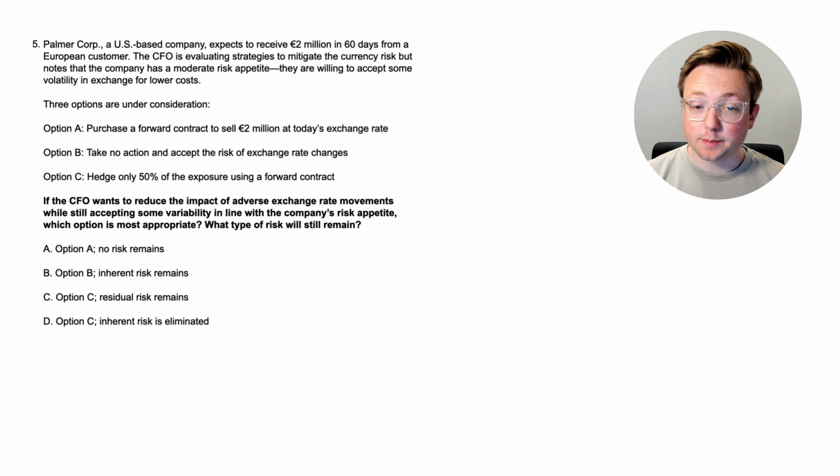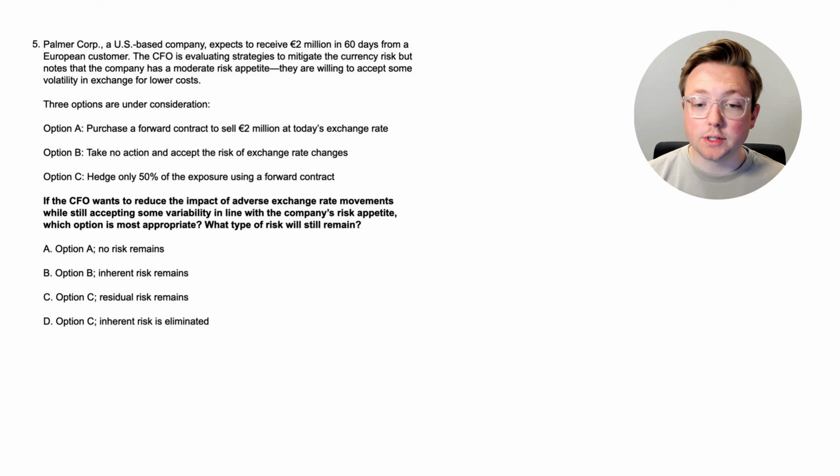Palmer Corp, a US-based company, expects to receive 2 million euros in 60 days from a European customer. The CFO is evaluating strategies to mitigate the currency risk, but notes that the company has a moderate risk appetite. They are willing to accept some volatility in exchange for lower costs. 3 options are under consideration. Option A, purchase a forward contract to sell 2 million euros at today's exchange rate. Option B, take no action and accept the risk of exchange rate changes. Option C, hedge only 50% of the exposure using a forward contract.